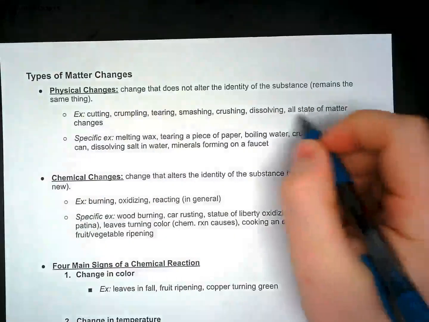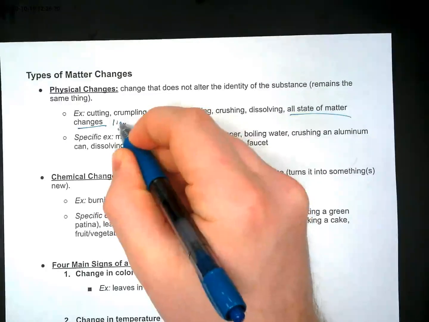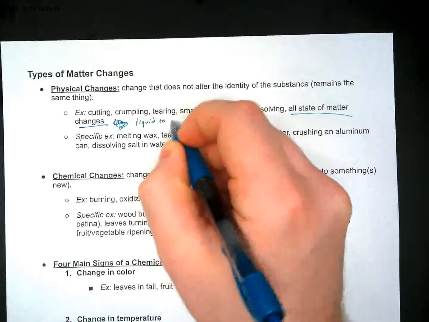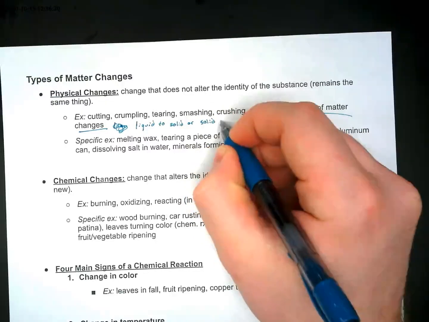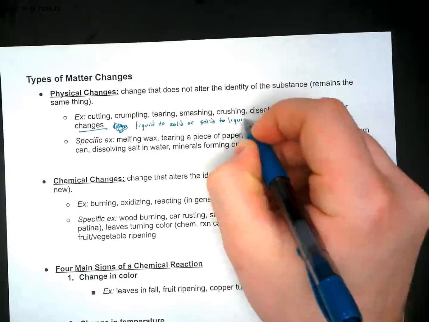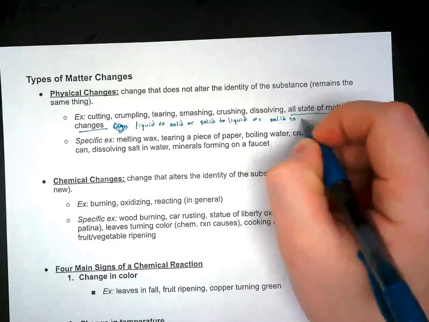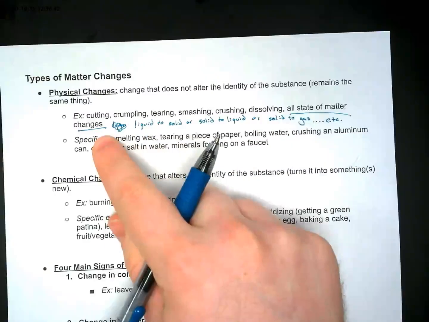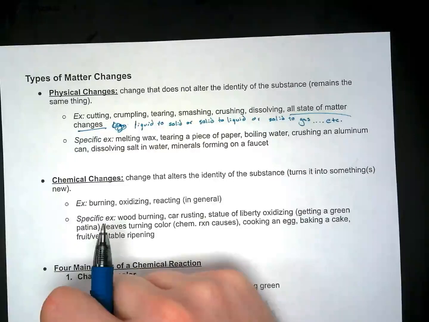So this one right here is a big one. A lot of kids miss this one. That's going from liquid to solid, solid to liquid, solid to gas, etc. Because a lot of us want to think immediately, well, if water's changing from a solid to a gas, if it's changing from a liquid to a solid, that has to be a chemical change.